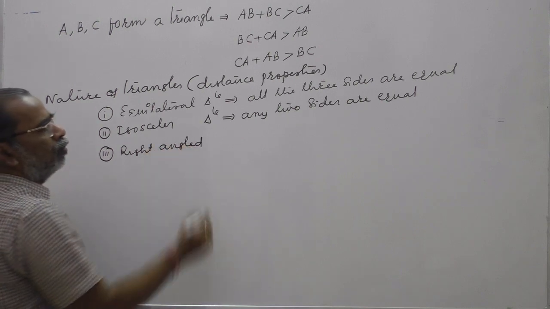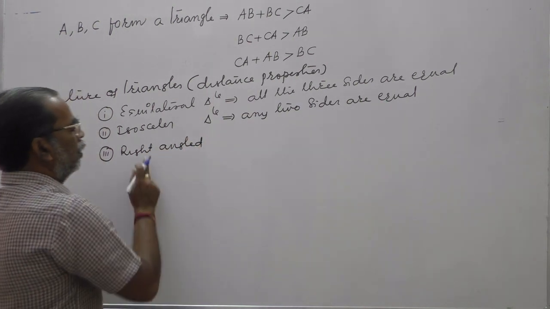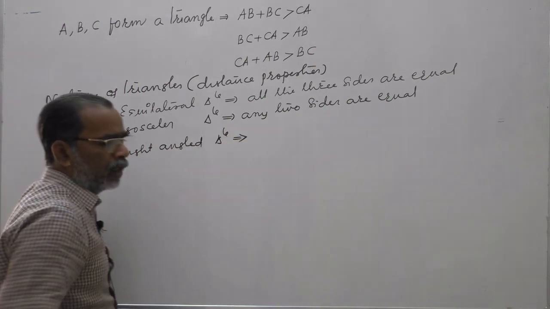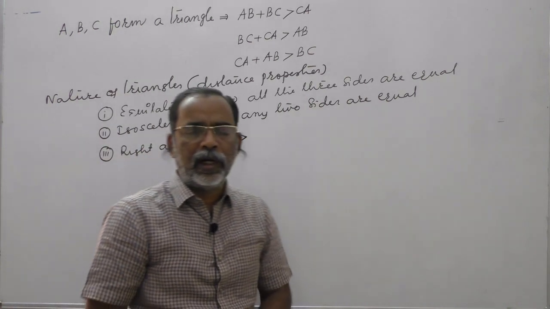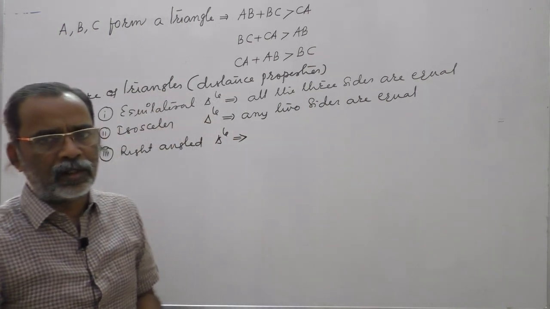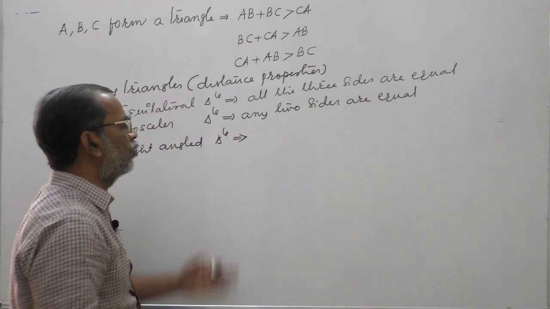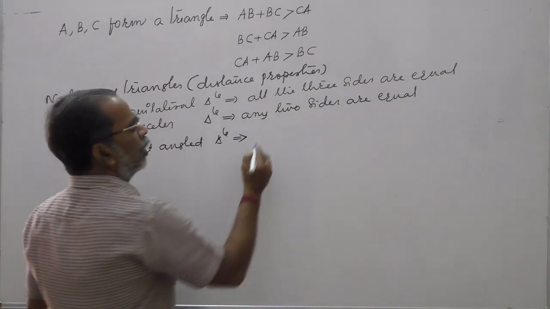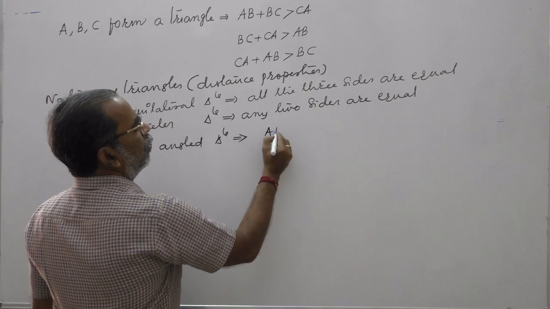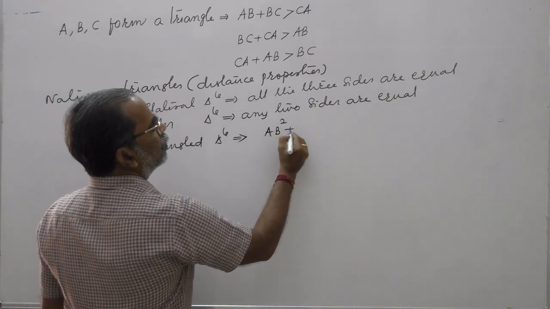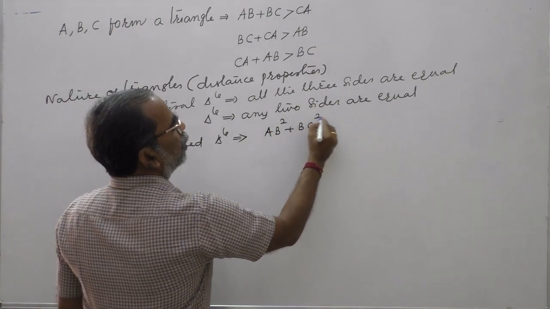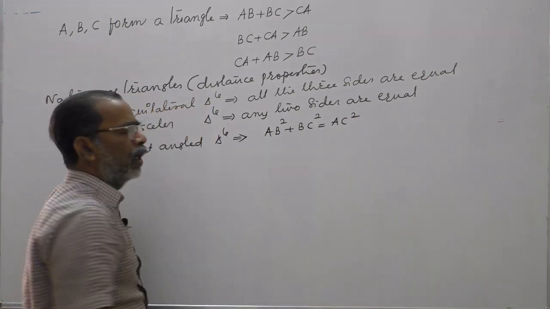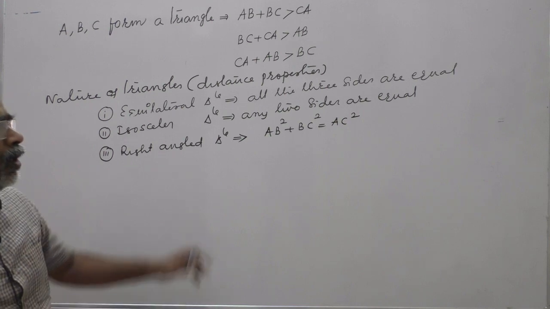We are discussing through distance properties. Right angle triangle. What is a right angle triangle? If one angle is 90 degrees, then the triangle is called a right angle triangle. What is its property? Very simple. Pythagoras theorem can be verified. If AB square plus BC square is equal to AC square or CA square, this is known as Pythagoras theorem.